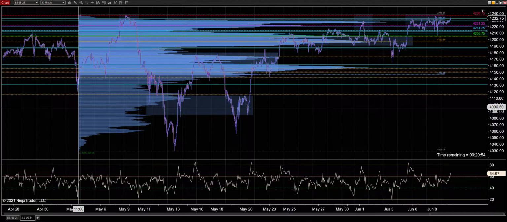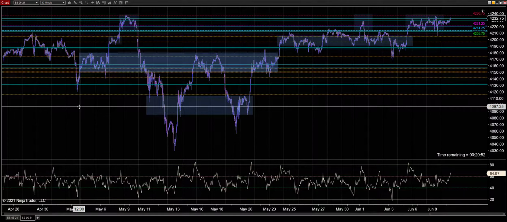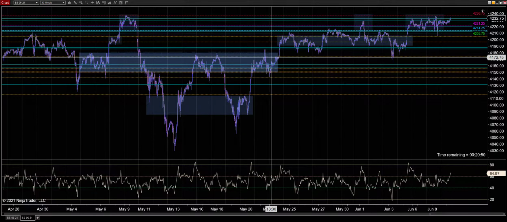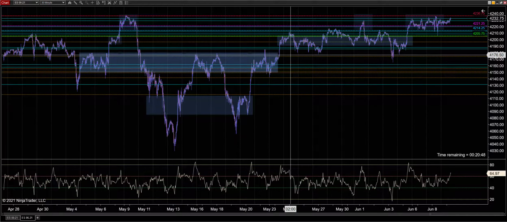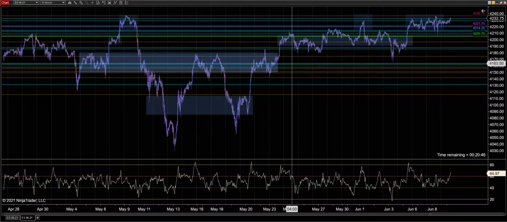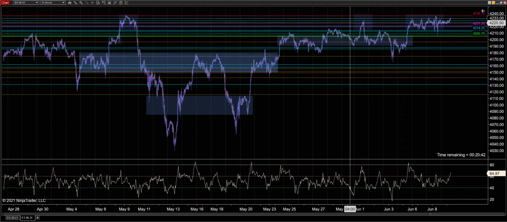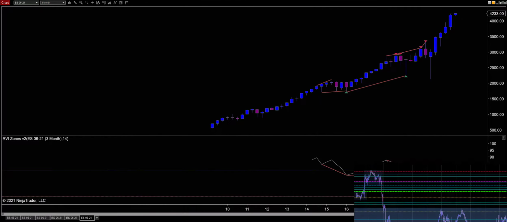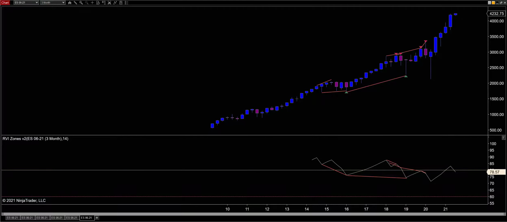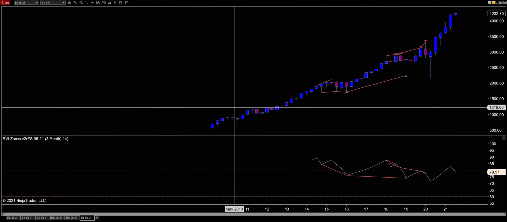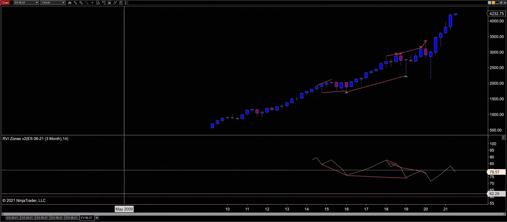And typically I don't even look at the profile. I'm just looking at the pure price action, and just the price action alone you can identify a lot of the low volume nodes just by looking at previous price action. So just something interesting that I posted last night that I did want to mention. But let's look at our pre-market here.